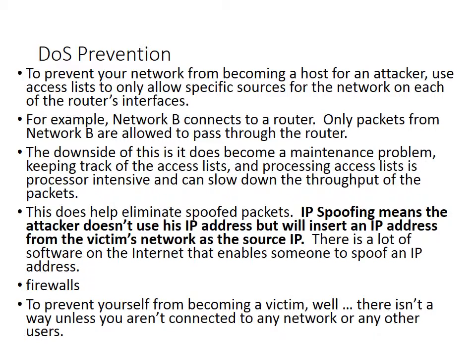To prevent your network from becoming a host for an attacker, use access lists to only allow specific sources for the network on each of the router's interfaces. This does help eliminate spoofed packets. IP spoofing means the attacker doesn't use his IP address but will insert an IP address from the victim's network as the source IP. There is a lot of software on the internet that enables someone to spoof an IP address. You can also use firewalls to try to prevent this.